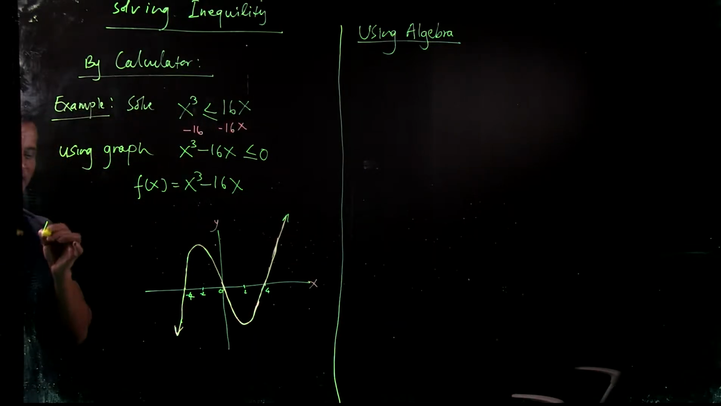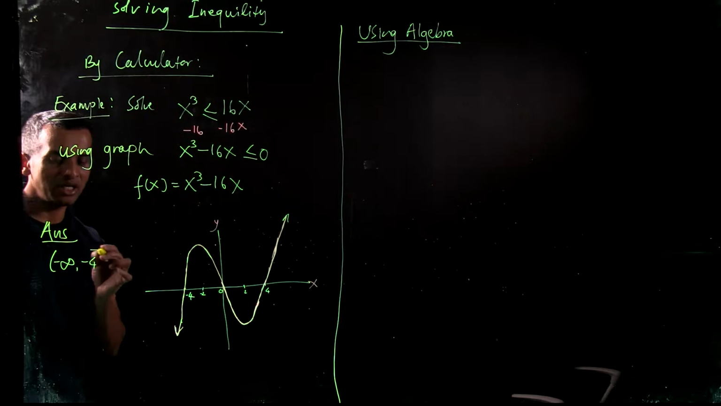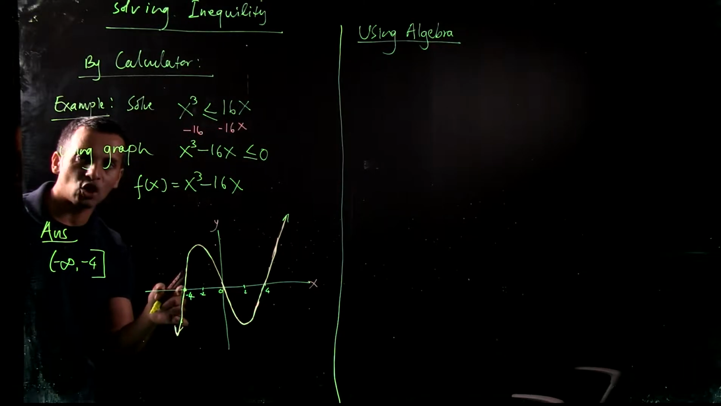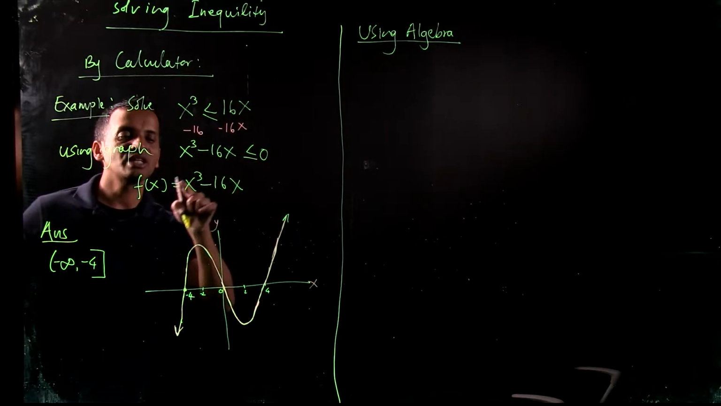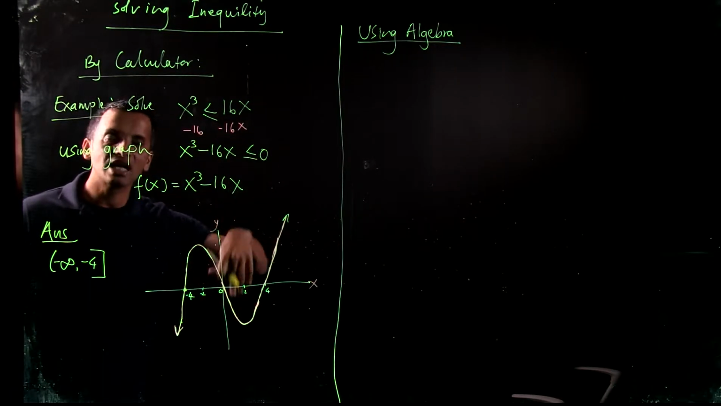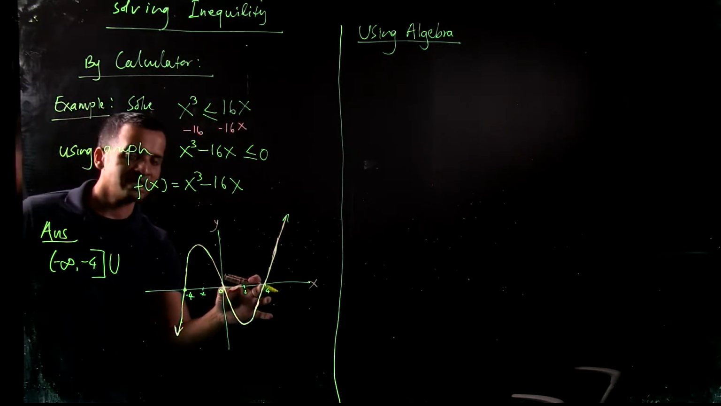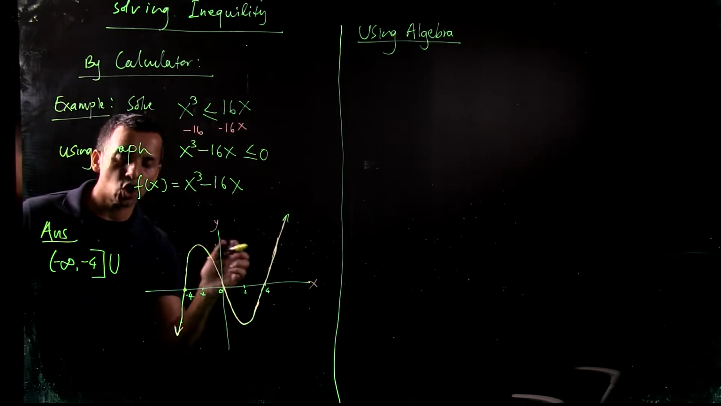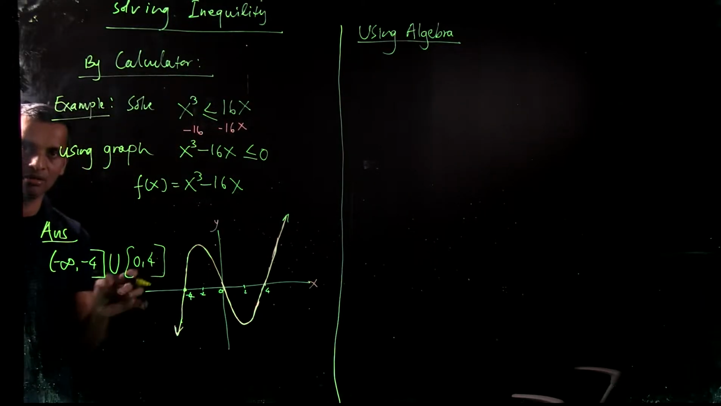So how do you write that? The answer is, starting from negative infinity up to negative 4, and we include negative 4 because at negative 4 the value of the function is 0, it is on the x-axis. We want where f of x is below the x-axis, or equal to 0, meaning on the x-axis. Union, also in this part the graph is below the x-axis, and at 0 and 4 the graph is on the x-axis. So that is 0 to 4, including 0 and 4. This is the answer from the graph.